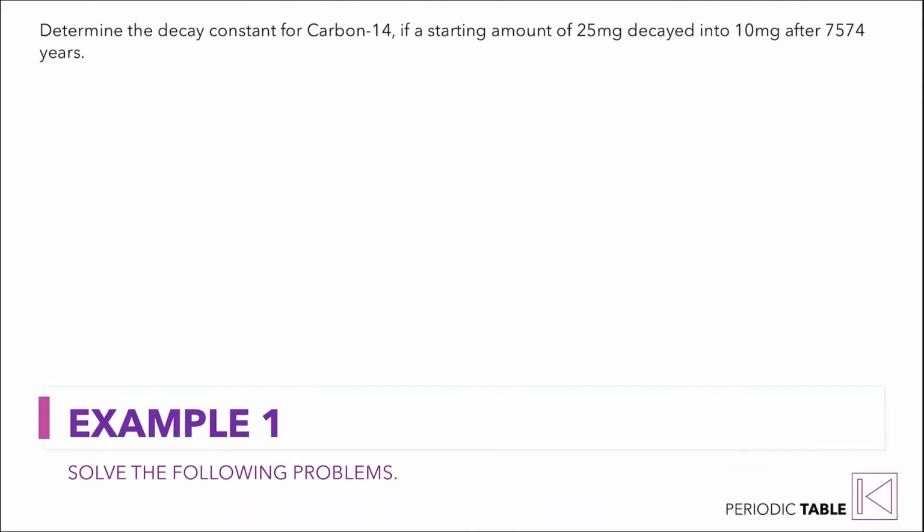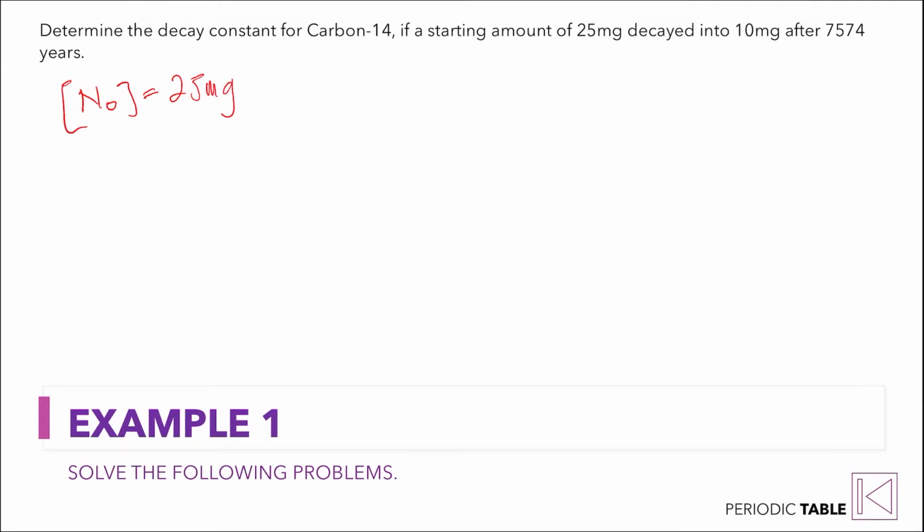So let's try to answer example 1. Determine the decay constant for carbon 14 if a starting amount of 25 mg decayed into 10 mg after 7574 years. So paano natin sasagutan to? First, we need to write all the given data or details. Binigyan tayo dito ng 25 mg. It says that it is the starting amount. So the starting amount is the n0, di ba? According to formula natin kanina, it is 25 mg.